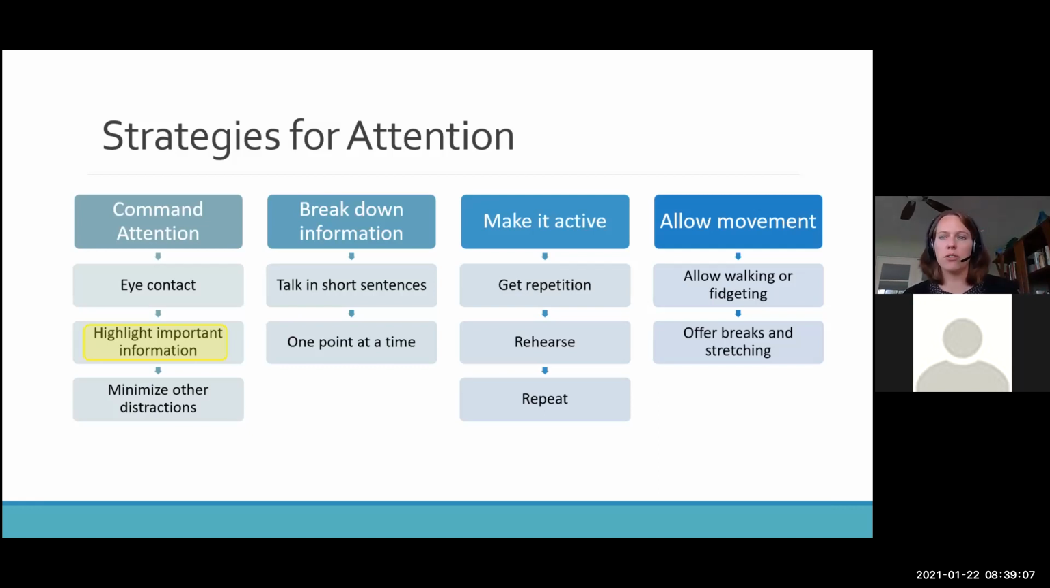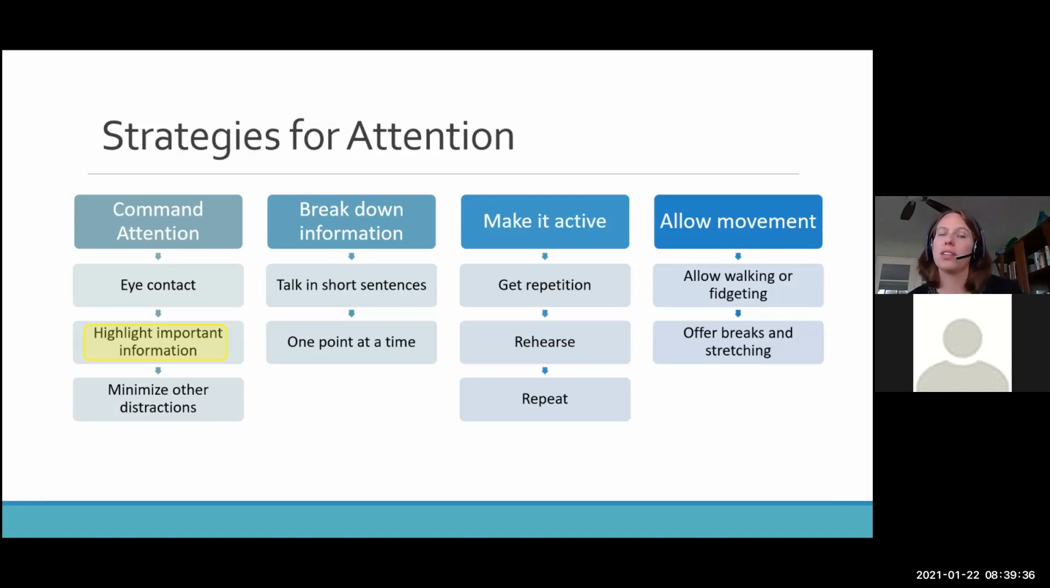Breaking information down into shorter components is really, really helpful. So again, those shorter sentences, focusing on one point or one step at a time, giving them time to absorb that and then move on. And making it active as much as possible, right? Have the person participate in what you're doing. Maybe they're writing things down on the list themselves as you're talking through it, having them repeat it back to you, practicing and rehearsing. So as interactive as possible.